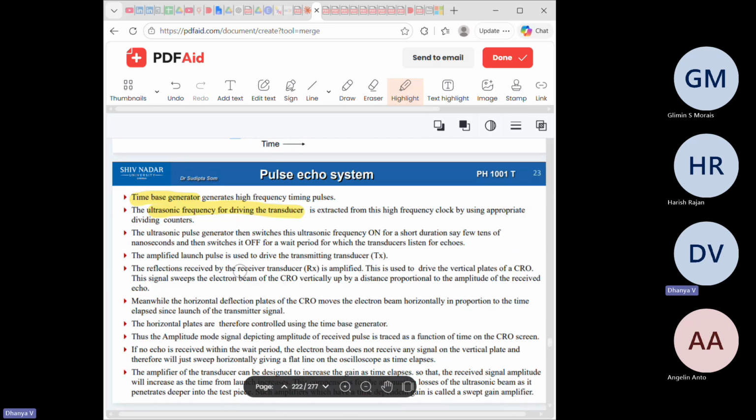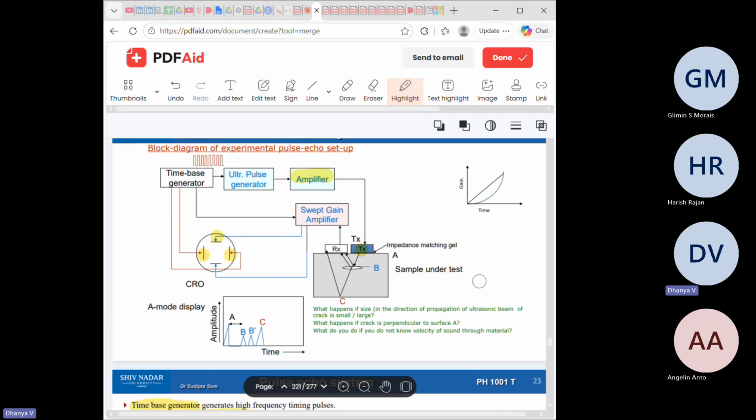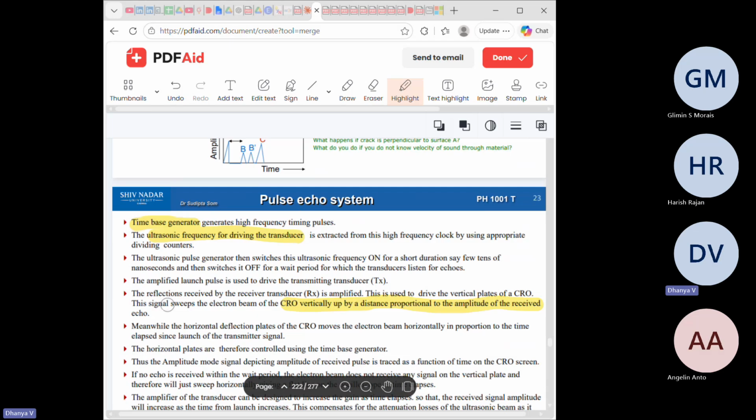The reflections received by the receiver transducer are amplified. This is used to drive the vertical plates of the CRO. So the CRO moves vertically up by a distance proportional to the amplitude of the received echo. I've already explained this. As there is transmission, there is some emission, there is some echo. So that echo is amplified. That is what they're saying. The received reflection is amplified first.